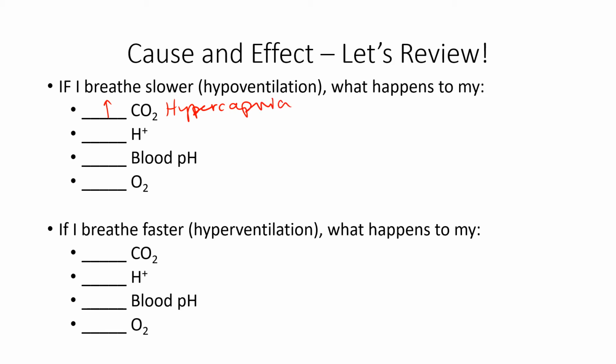Okay, now we know that the more CO2 you retain, the more hydrogens you have in your bloodstream. These two are directly related together. Do you know what impact extra hydrogens have on blood pH? Will extra hydrogen make your blood pH more acidic or more alkaline? Makes your blood pH more acidic. The specific name for this, because it's caused by the respiratory system, is called respiratory acidosis.